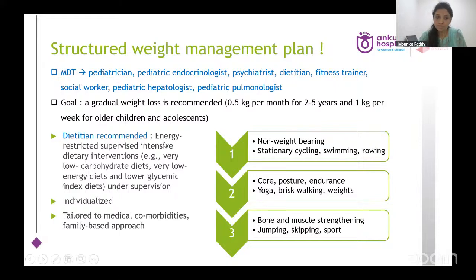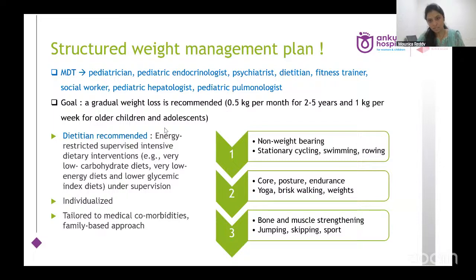And here we need the help of a dietitian, because here we would be recommending energy restricted or calorie restricted, supervised intensive dietary interventions, which may include very low carbohydrate diets or low energy or low glycemic diets under supervision. And this again has to be individualized and tailored as per the medical comorbidities of the child. For example, if this child is already showing dyslipidemia, then we also have to advise a diet which is lesser in saturated fats and also restrict the amount of fats. So something like we call a child 1 and child 2 diet. So the diet has to be tailored as per the child's needs and metabolic issues.